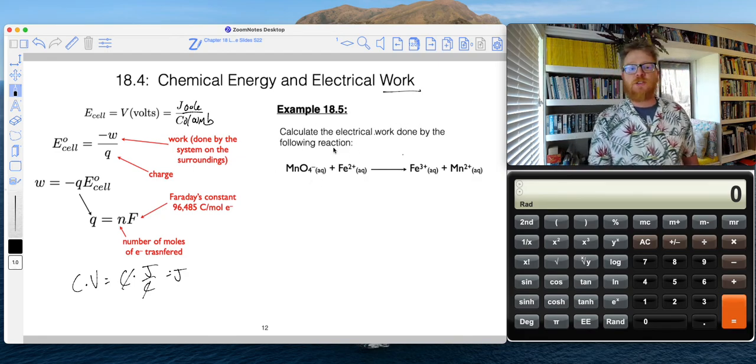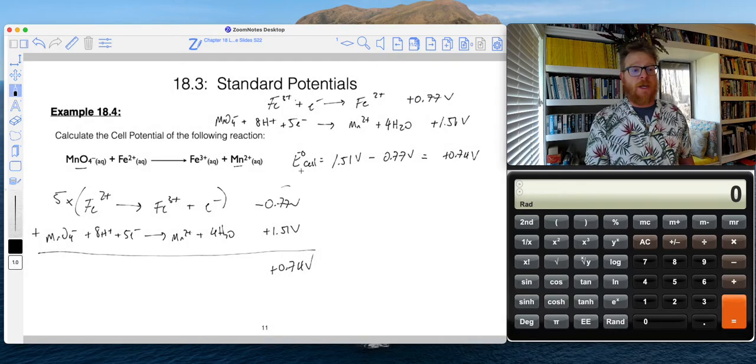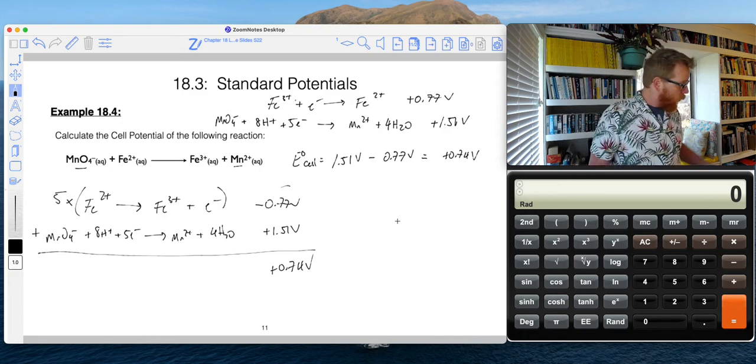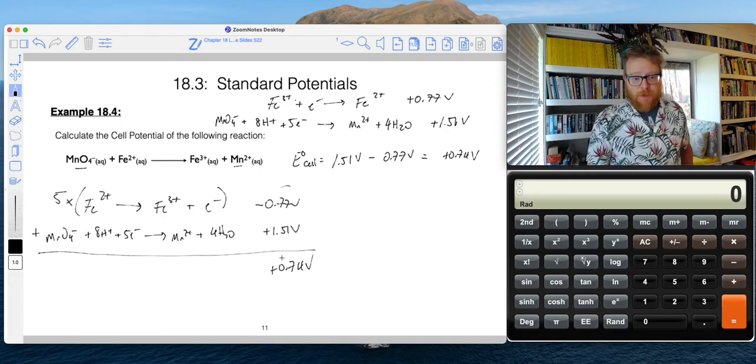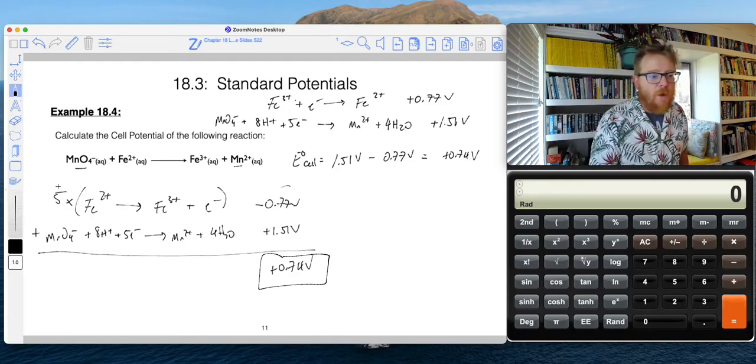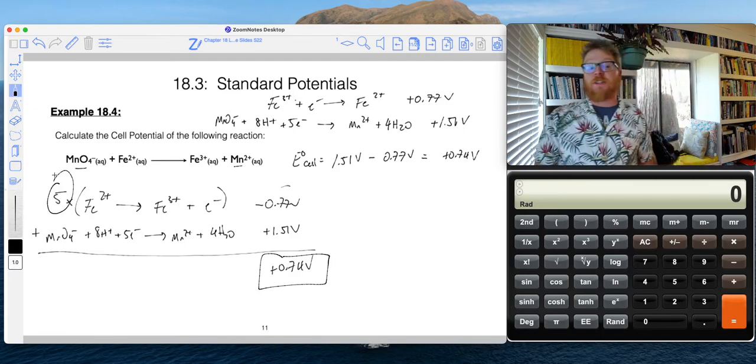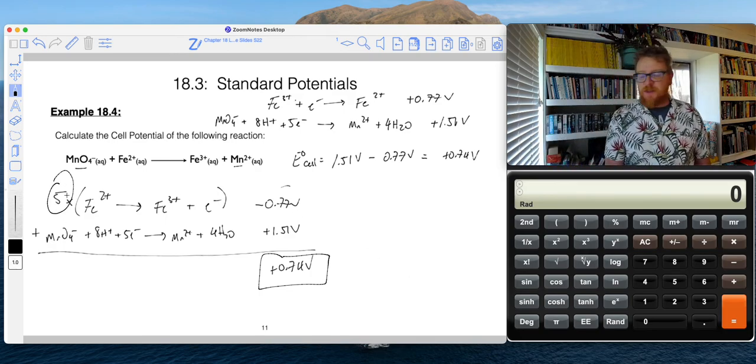Calculate the electrical work done by the following reaction. I'll remind you, we did this reaction in the previous video. This is the permanganate under acidic conditions, and we had to look these up in a standard table. Now here's where this is important. For one, we have the cell potential, so that's what we need for this problem. Two, we have the number of moles of electrons transferred. So that's what that means.